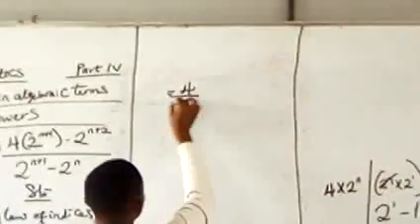Now, next step is we cancel out. So 2 raised to the power n will cancel out 2 raised to the power n, and 2 raised to the power 1 will cancel out this. So therefore, our final answer is equal to 4.